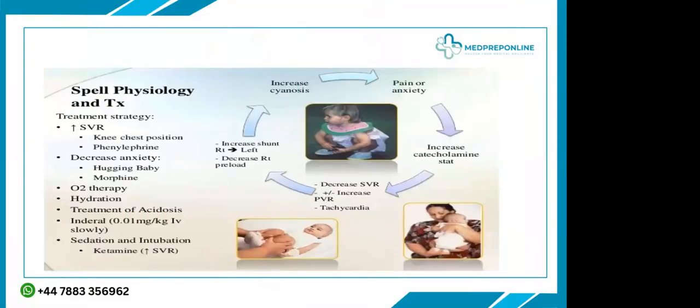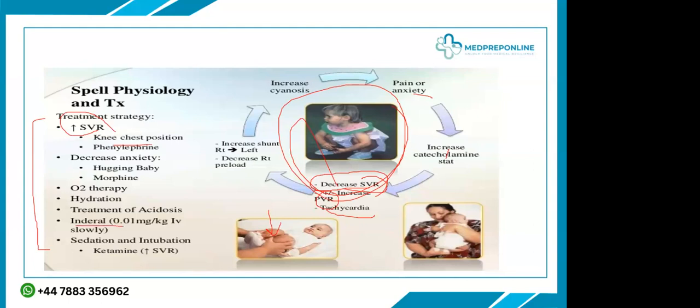And this is the same thing. Treatment: you have to relieve the pain and anxiety, and decrease the systemic vasodilation, plus or minus increase PVR, tachycardia. So this is the circle of the TET spell, which occurs because there is decreasing SVR and increasing PVR. What we have to do is increase the systemic vascular resistance and decrease the pulmonary vascular resistance by all these therapies I already told you about: knee-chest position, squatting, propranolol, Inderal, or phenylephrine, hydration, treatment of the acidosis, and sedation and intubation if the baby does not revert from the TET spell.